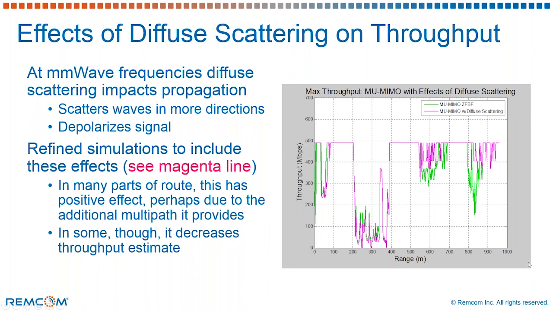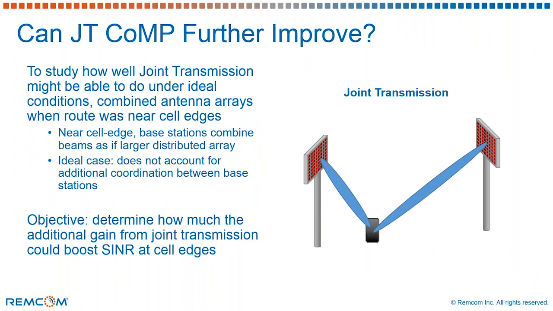Most of this, though, was due simply to the fact that in some of those cell edges where the throughput was very low, we were able to at least achieve a modest level of throughput, so that our dropout areas were now at a minimum of 29 megabits per second. So there's some minor improvement, particularly along the cell edges.